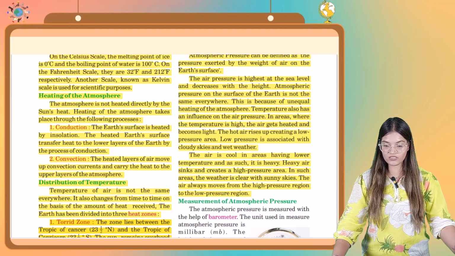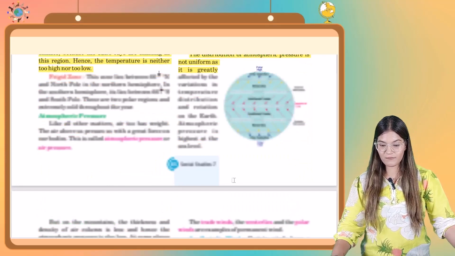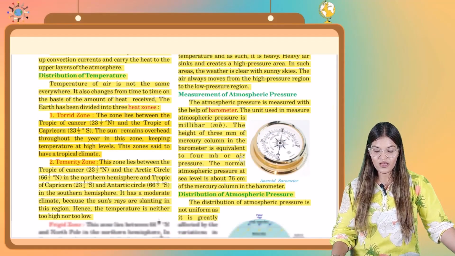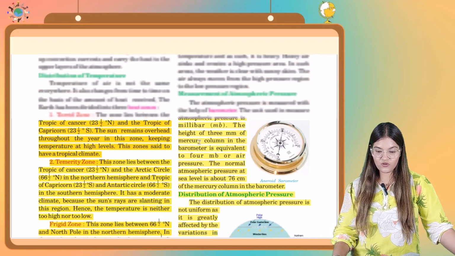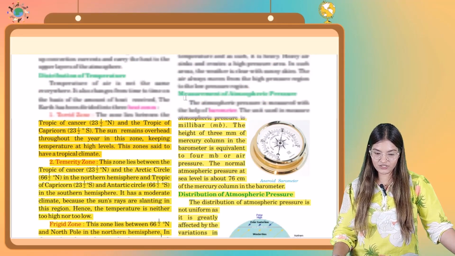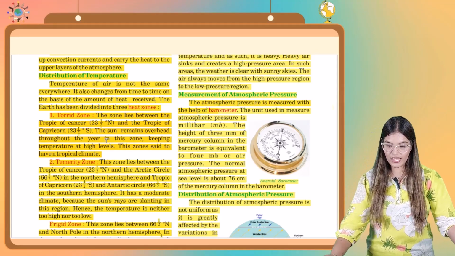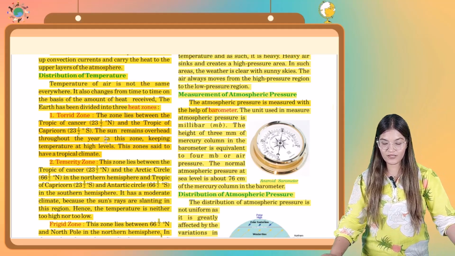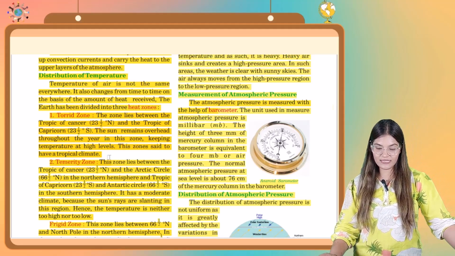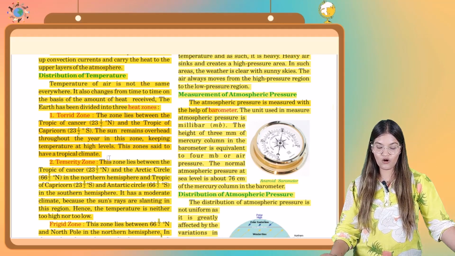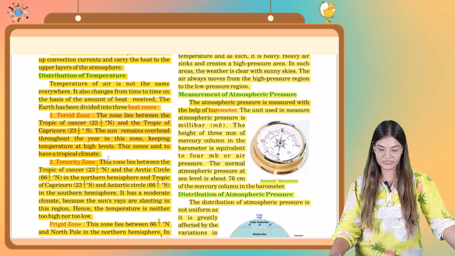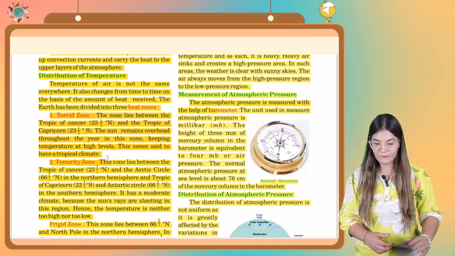Measurement of atmospheric pressure. The atmospheric pressure is measured with the help of a barometer. The unit used to measure atmospheric pressure is the millibar, MB. The height of 3 mm of mercury column in the barometer is equivalent to 4 MB of air pressure. The normal atmospheric pressure at sea level is about 76 centimeters of the mercury column in the barometer. Now move to the next part. Distribution of atmospheric pressure.